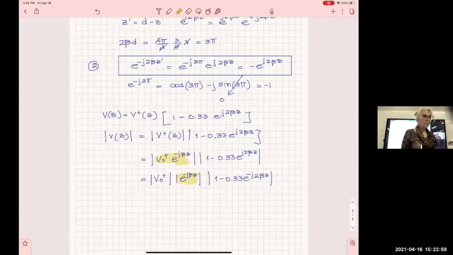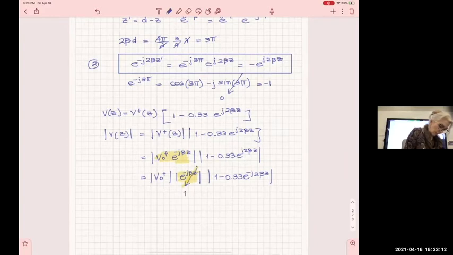Okay? Oh, you're talking about the first. Okay. That one. Yeah. The yellow one. Yeah, because those are separate. Okay, I think you meant the 1 minus. No. I mean the yellow one. Okay. So this one is 1. So practically I get V naught plus, and then I have this one, 1 minus 0.33 e to the minus 2 beta z.